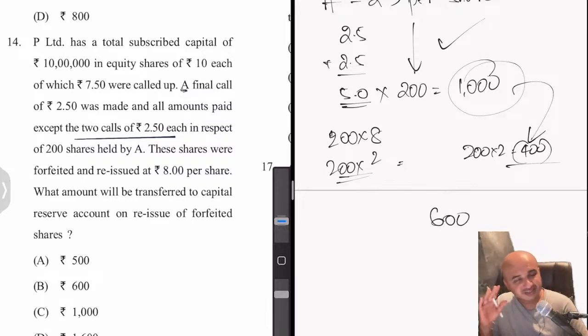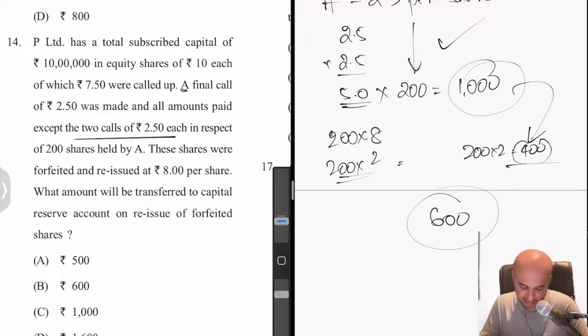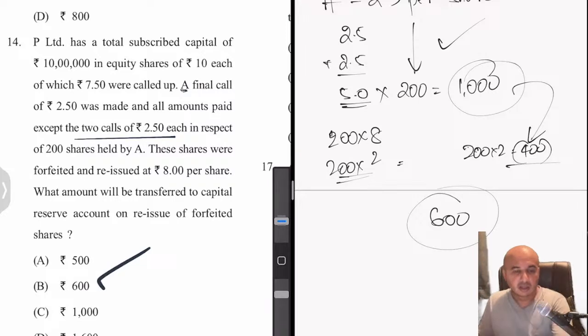This 600 is not a revenue profit because this is not something which we earned out of day-to-day transactions. So therefore, this will be a capital profit. Any such capital profit will be transferred to capital reserve. So the question is, how much money will be transferred to capital reserve? That is rupees 600. I hope it makes sense.